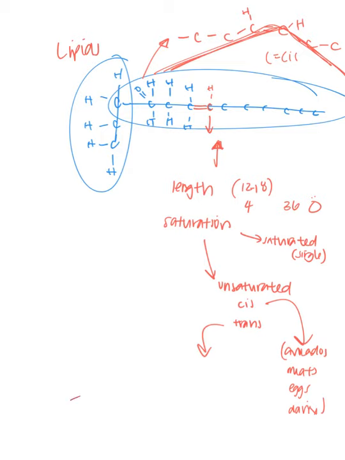So let's draw a trans fatty acid. We are going to see a little bit of back and forth here on a fatty acid chain. Now I'm going to draw my double bond carbon. When I have my hydrogens in a trans configuration, the hydrogens are going to be on opposite sides. Now, why are trans fats usually bad?